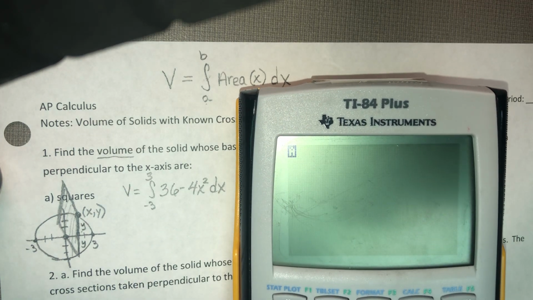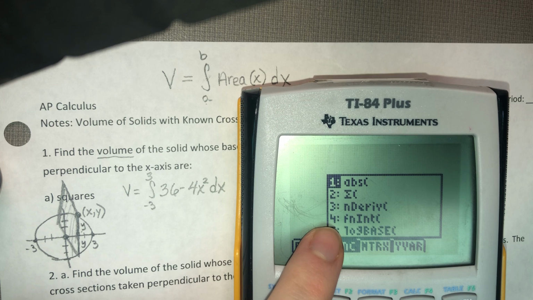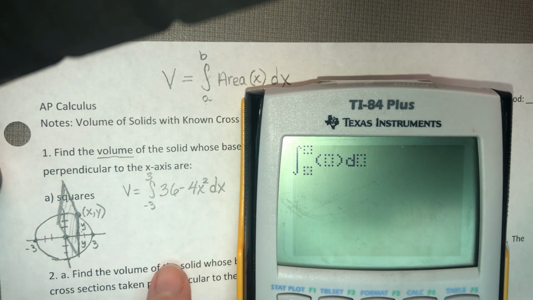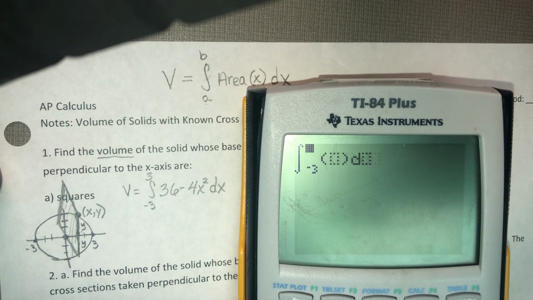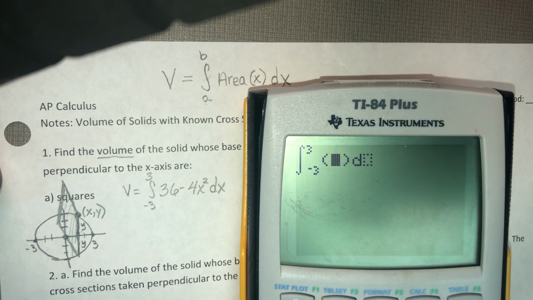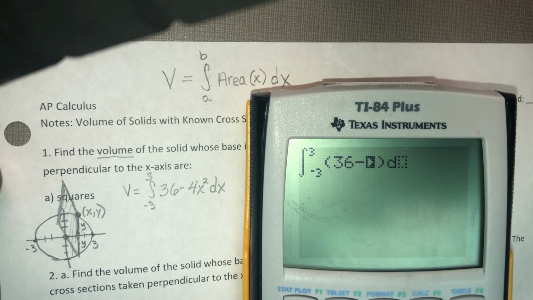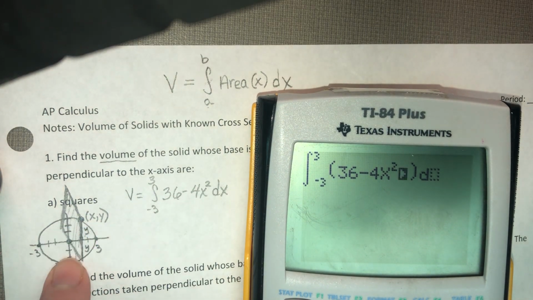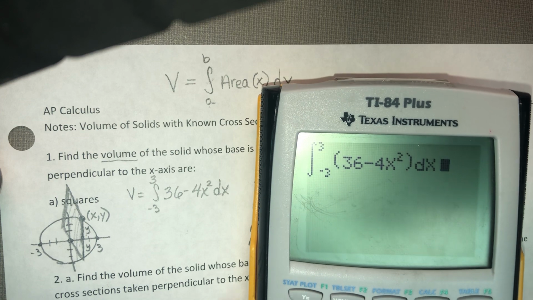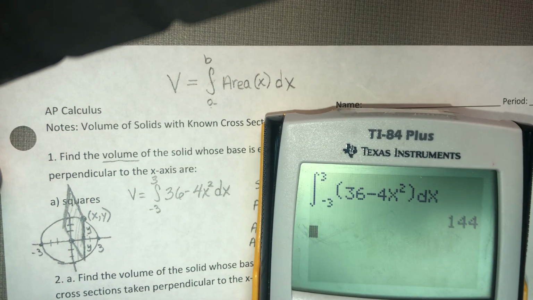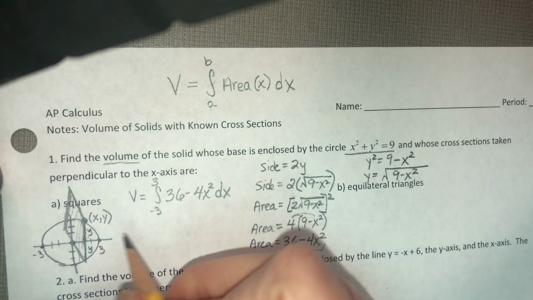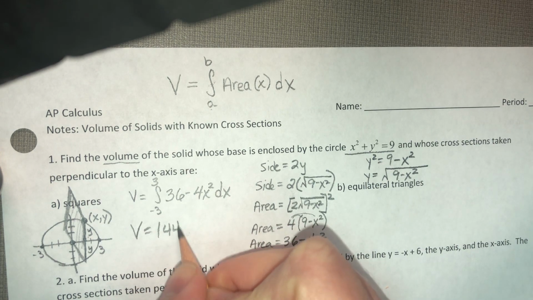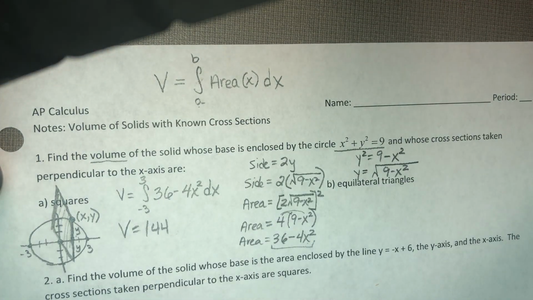We're going to go alpha, window, option 4 for function integration. Lower limit is -3, upper limit is 3. And then we're going to type 36 minus 4x squared as our area of the cross-section function, dx. And now we have 144 is the volume of this very interesting solid. Pretty cool, huh? All right.